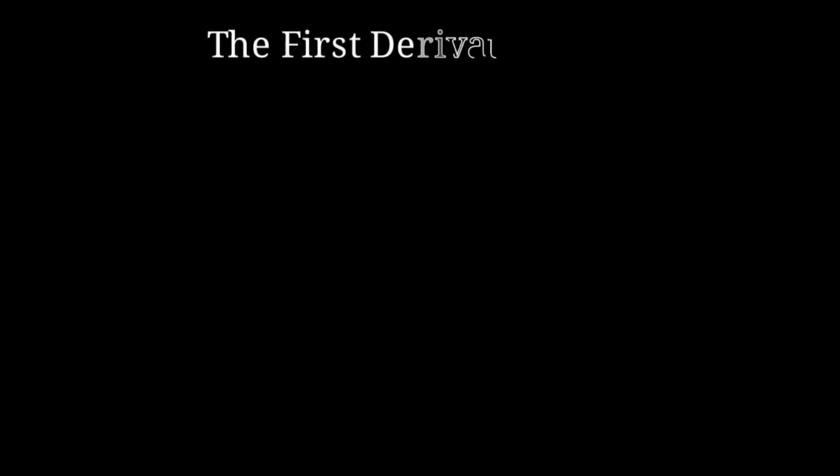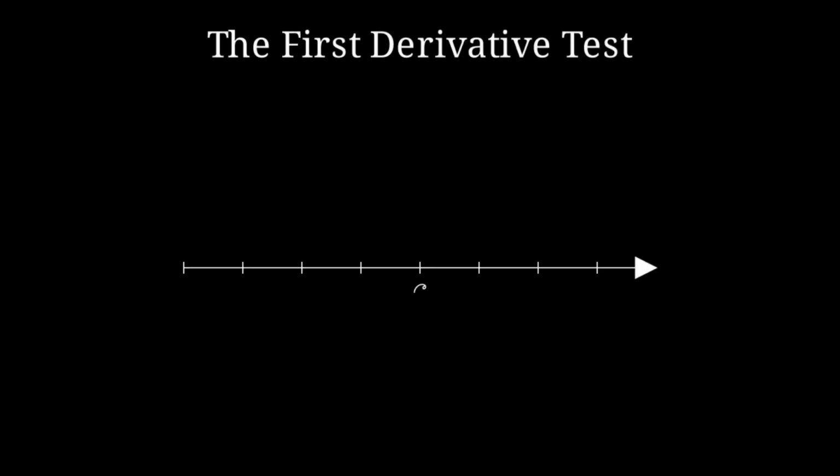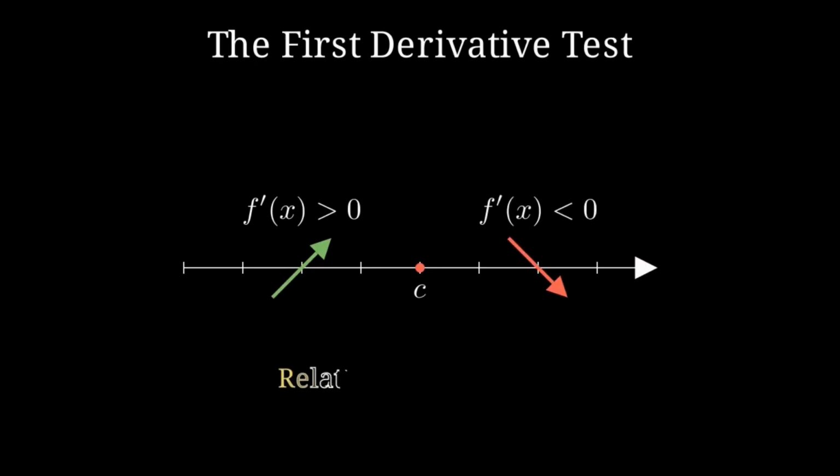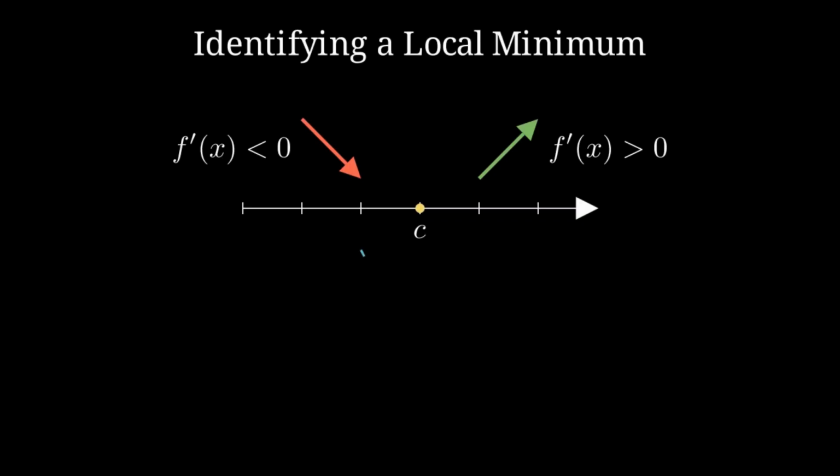The first derivative test examines the sign of the slope around a critical point. If the derivative changes from positive to negative as we pass through x equals c, the function climbs then falls, indicating a local maximum at that point. Conversely, if the derivative changes from negative to positive, the function is decreasing and then begins to increase. This transition creates a valley, which we identify as a local minimum. If the sign does not change, it is not an extremum.